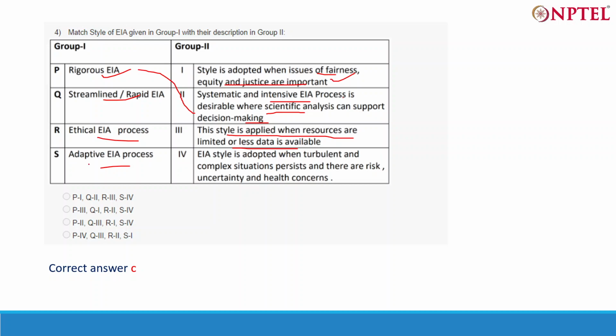Then we have adaptive EIA, which is the style adopted when turbulent and complex situations persist and there are risk, uncertainty, and health concerns. Like sometimes when you do it for projects which are not known, like the Chernobyl nuclear reactor. When you go into that reactor, many people don't know what the impacts are. So adaptive EIA has to adapt itself.